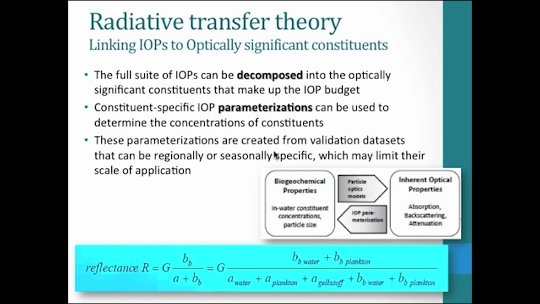IOPs are additive, which means that the bulk IOPs of a complex water body and all its constituents can be apportioned into the respective contributions of each optically significant constituent. These characteristics are generally parameterized through models or by empirical observations. It should be remembered that there are regional and seasonal variations in constituent IOPs, and the scale of application of any validation dataset needs to be considered. So looking again at the reflectance approximation, we can see that the calculation can either be performed using the total or bulk IOPs of the medium and its constituents, or that they can be apportioned into their individual contributions.